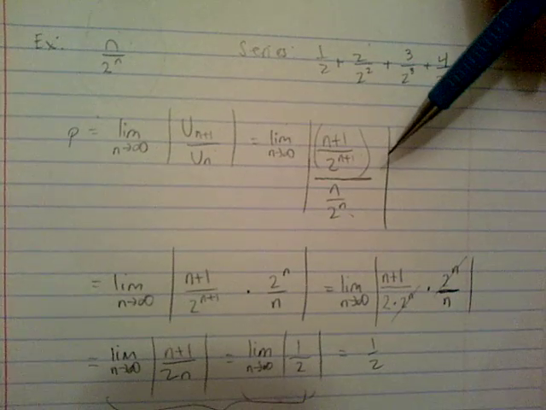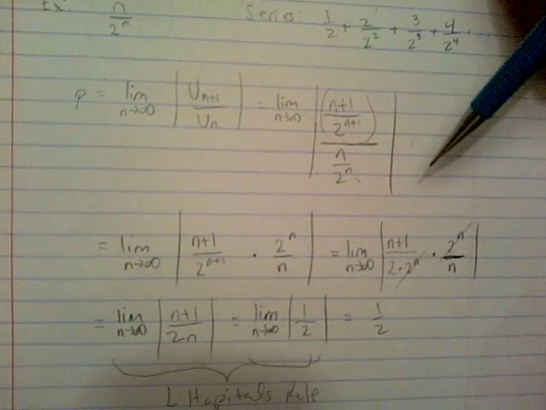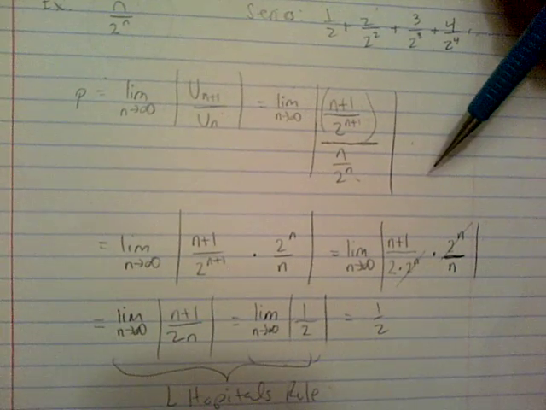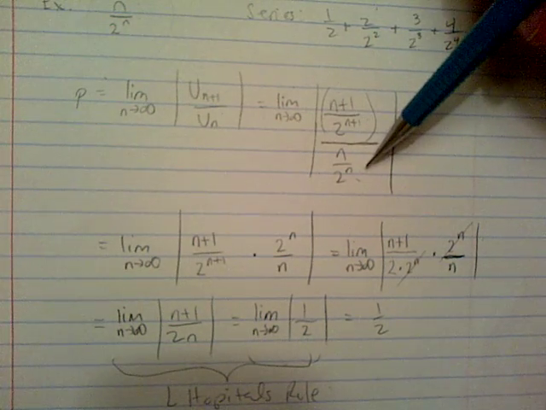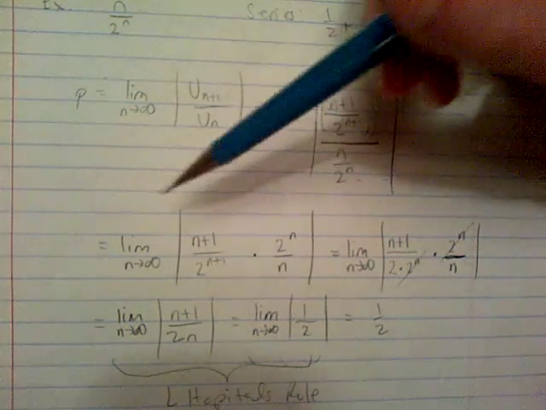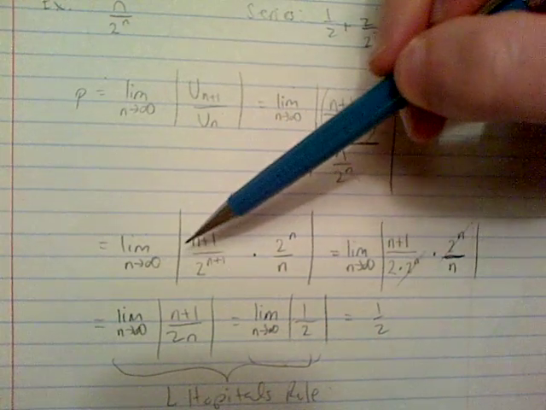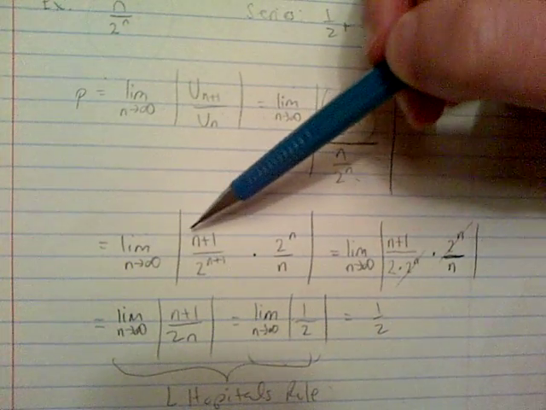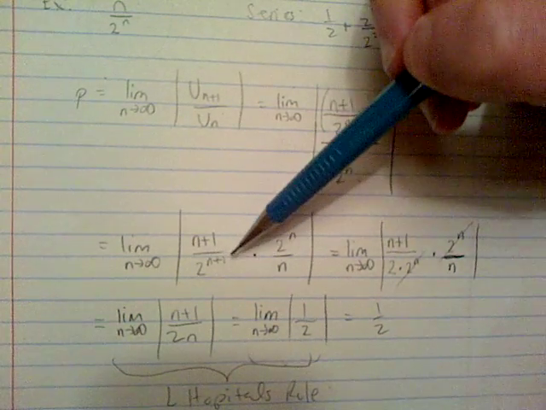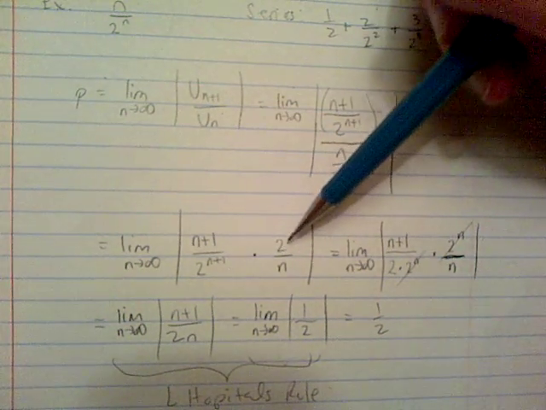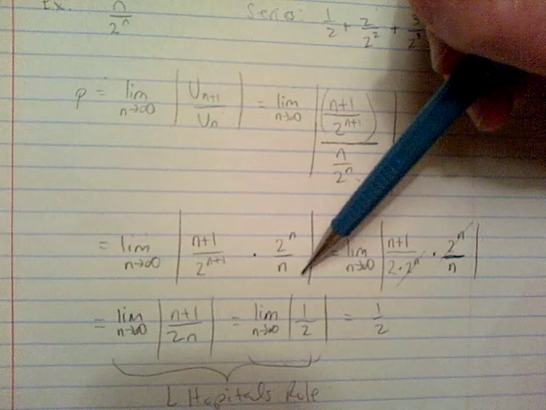Now, what we can do is, when you divide by a fraction, it's the same as multiplying by the reciprocal, so we get the limit as n approaches infinity of the absolute value of n plus 1 divided by 2 to the n plus 1 times 2 to the n divided by n.